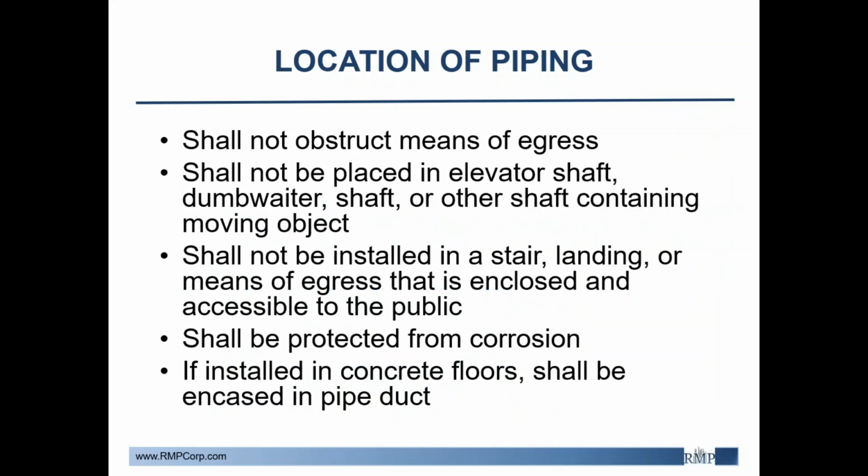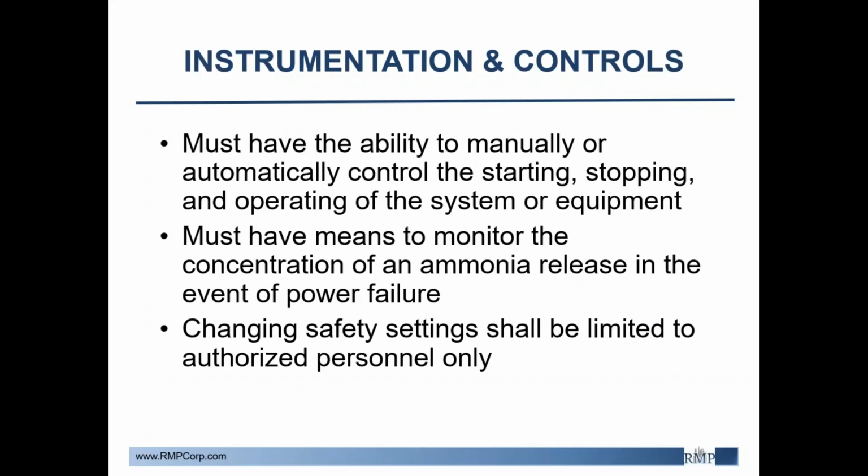For piping, not obstructing any kind of ingress or egress or walkways, not placing piping where it could create a hazard in an enclosed space, and that would be your elevator shafts, dumbwaiters, any kind of moving object that could impact that piping, as well as being a contained space. Keeping that away from the public, not accessible to the public. You should be running all your piping either inside the facility or on a rooftop or being protected in some way, shape, or form. And also applying the correct insulation where necessary.